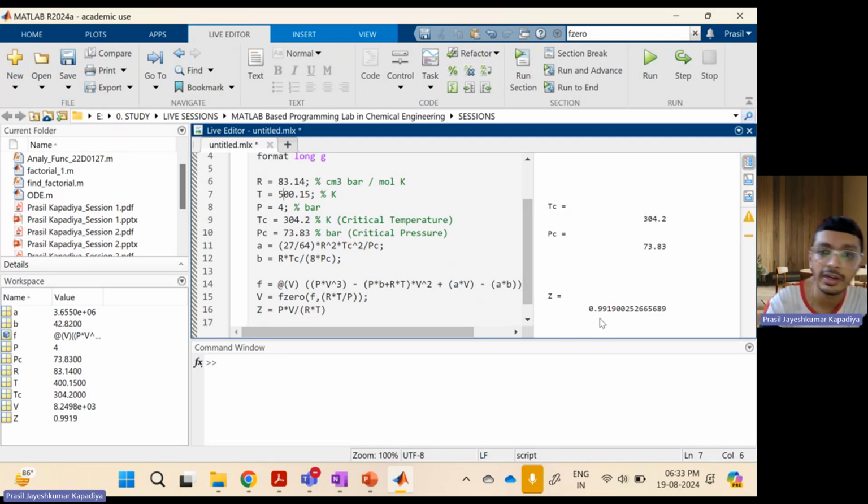Let's see if I go to 500 Kelvin. So see, that is 0.9956. At 600 Kelvin, 0.9975. At 700 Kelvin, 0.9986. At 800 Kelvin, 0.99927. 900 Kelvin. Are we getting any values greater than 1? I want to check that. At 4000, it is 0.999. That is nothing but ideal gas only.